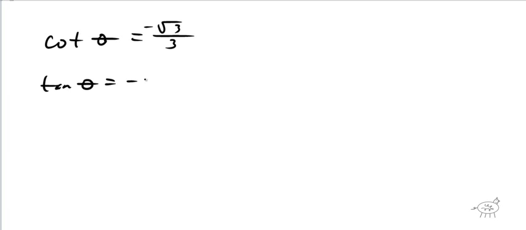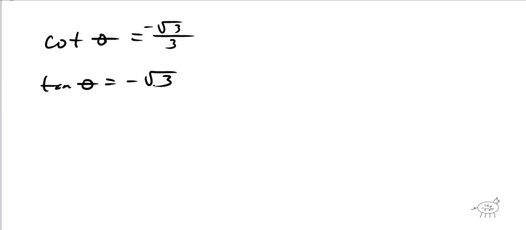So let's do one more. Let's do cotangent of theta is equal to negative root 3 over 3. Very first thing you do, because I don't know anything about cotangent, I just have limited brain capacity, is rewrite this as tangent of theta, and if I flip that, I just get negative root 3.